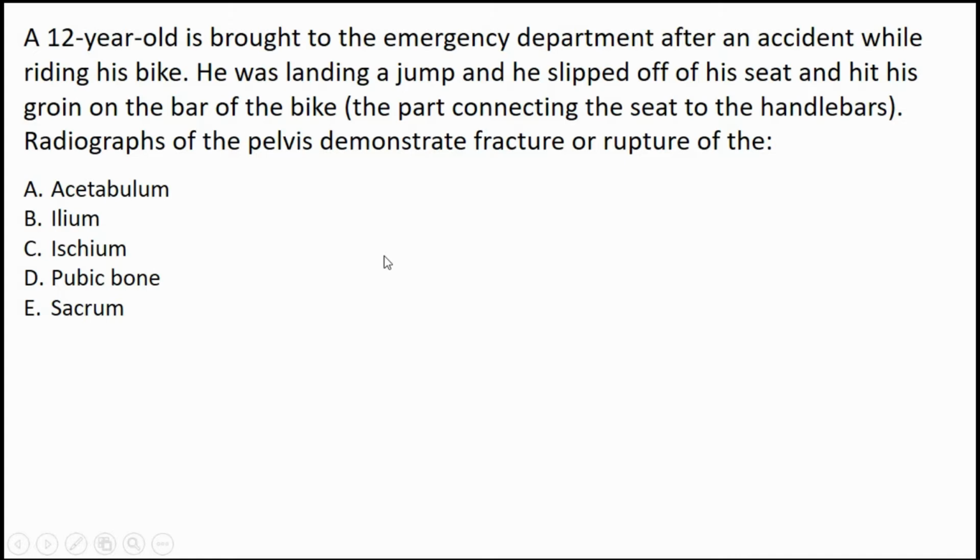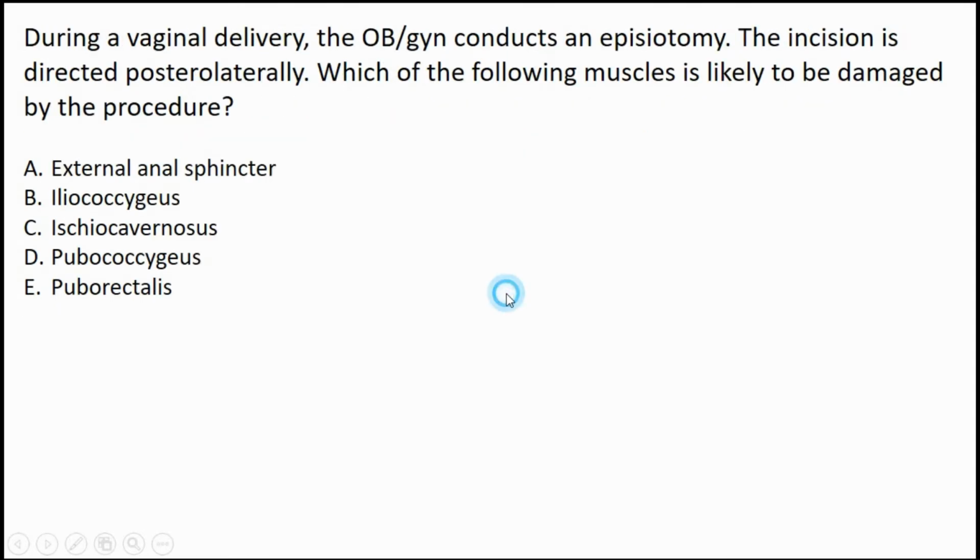Alright, hopefully everybody remembers from the first lecture, this is going to be D, the pubic bone. So D, pubic bone, is the correct answer, since that's going to be the area of the bony pelvis that hits that front part of the bike, causing that straddle injury we've talked about before. Pause.